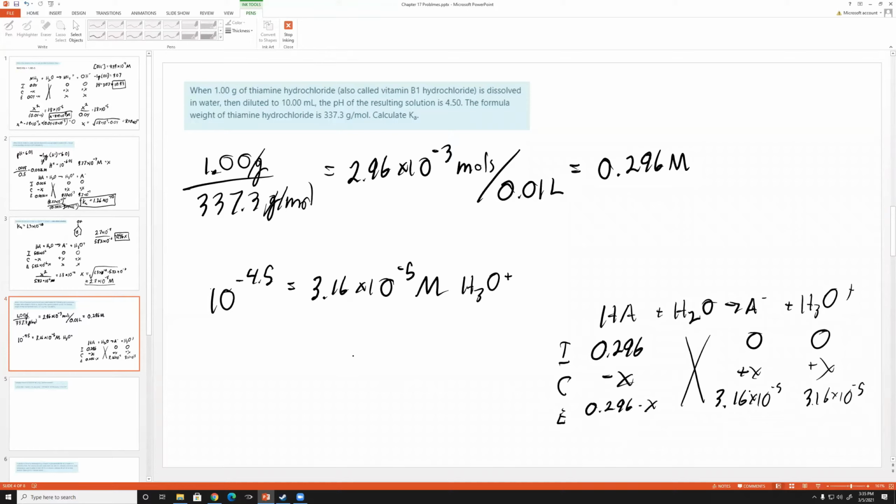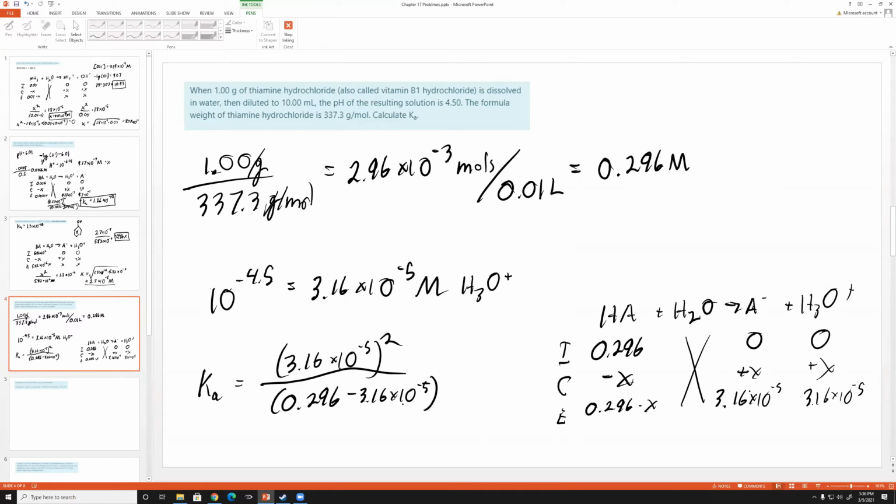Since we have the value of X, our work is basically done. I'm not going to solve this one out because whatever, I'll be lazy, let you guys do it. But for Ka, our expression is going to equal 3.16 times 10 to the negative fifth squared, because you have your products, which are the conjugate base of the acid and the hydronium ion, divided by the concentration of the reactants, which is 0.296 minus X, which is 3.16 times 10 to the negative fifth.